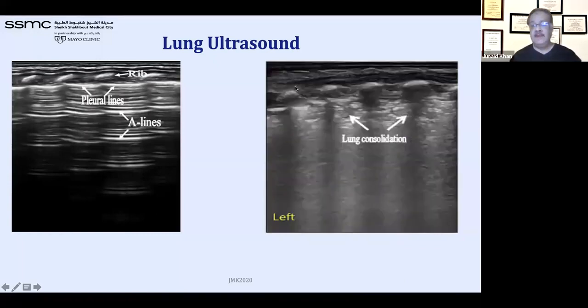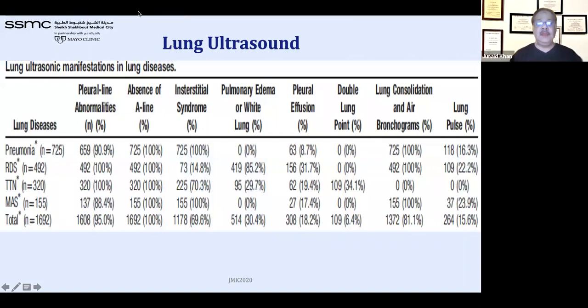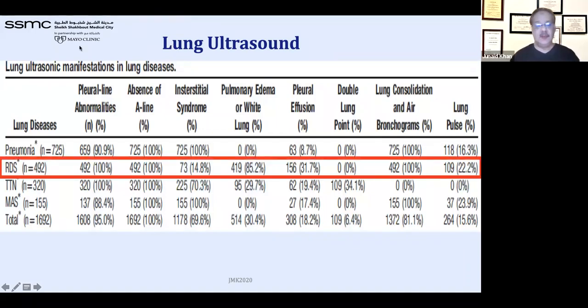Another picture, you have the ribs, there are pleural lines, but there is a disturbance of the pleural lines here. And then again, you have the lung consolidation, these black spots here. So if you see the lung ultrasound in different conditions, in RDS there is disturbance in pleural lines and absence of A lines. Right now, I'm in that learning stage where I'm just focusing on these two to learn how to identify them. There are different things also, lung consolidation, which I already showed you. This is the third thing. But double lung point, pleural effusion, pulmonary edema, I am still learning.